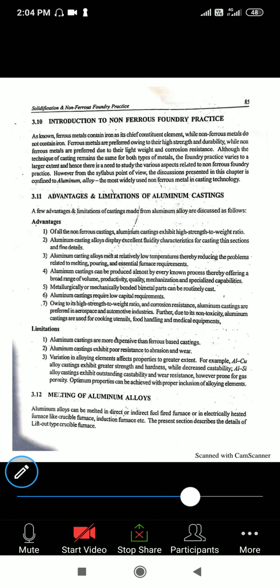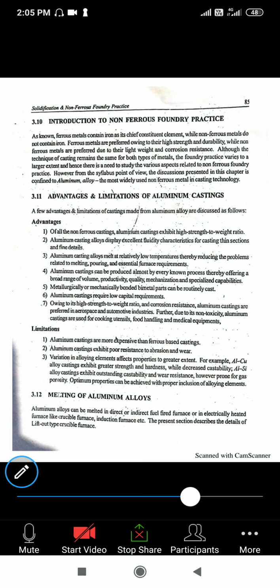Now let us see some of the limitations. Aluminium castings are more expensive than ferrous metal castings, because the raw material, aluminium, and non-ferrous metals generally are very costly compared to ferrous metals. So this is the major limitation, the expense in casting.